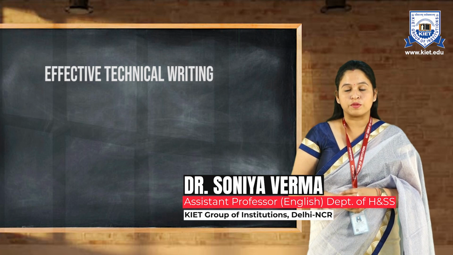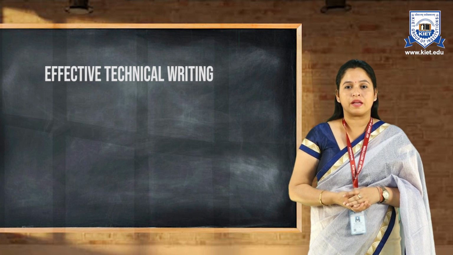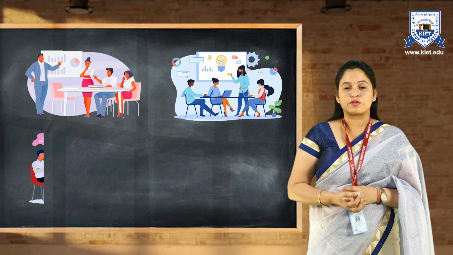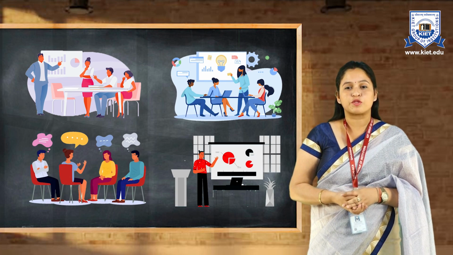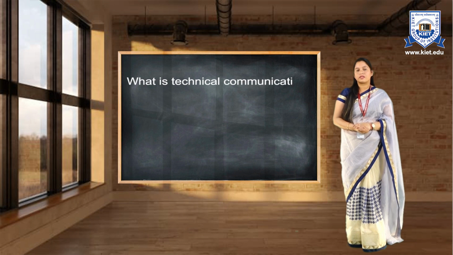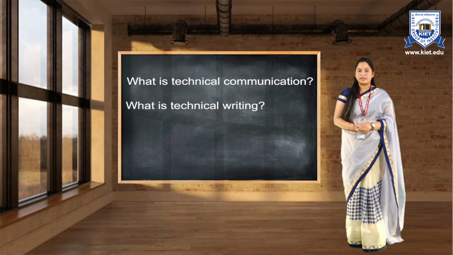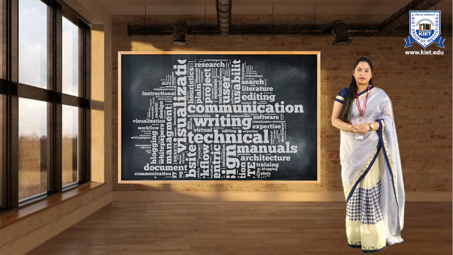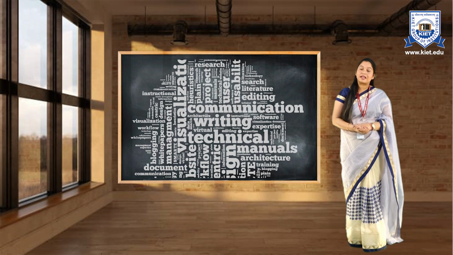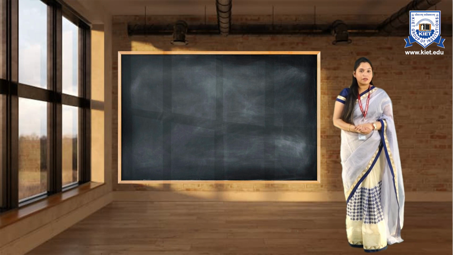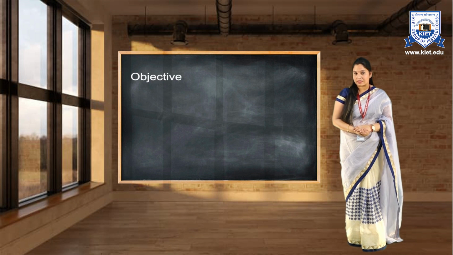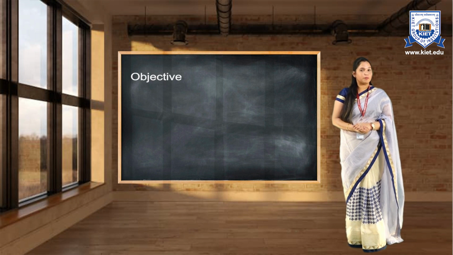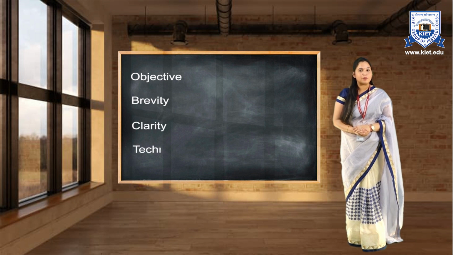So if we look around, we see people engaged in varieties of communication such as meetings, briefings, conversations, presentations and much more. But the question arises, what is technical communication? What is technical writing exactly? It is a form of writing that subject matter experts use to clarify their ideas in a simple way. The salient features of technical communication are: number one, it is objective in style, it has a purpose, it has brevity, it has clarity, it has objectivity, and yes, it has technical presentations.